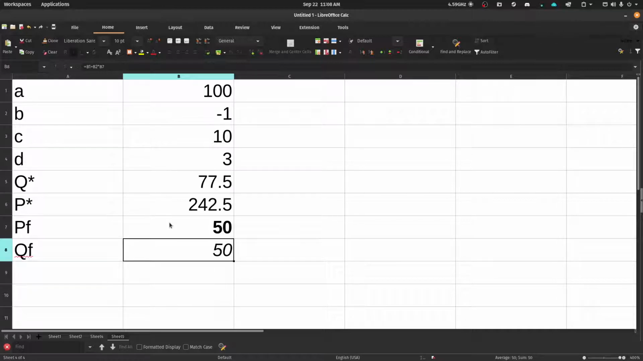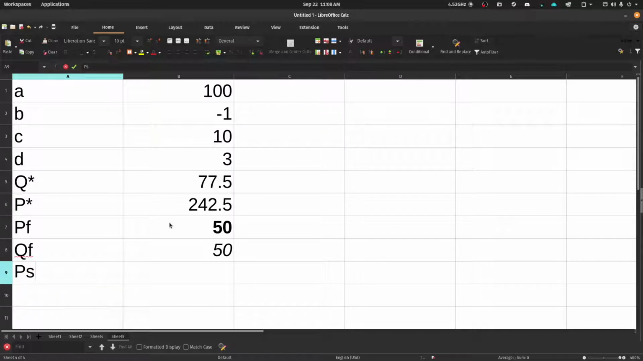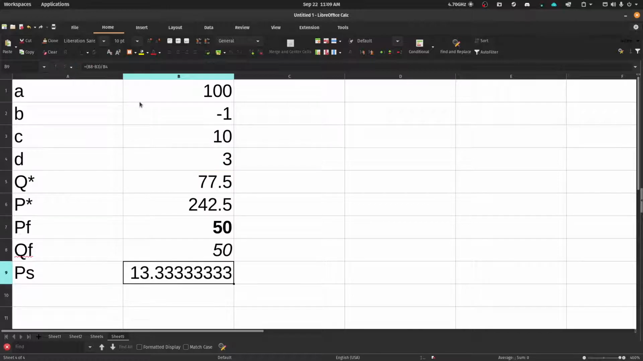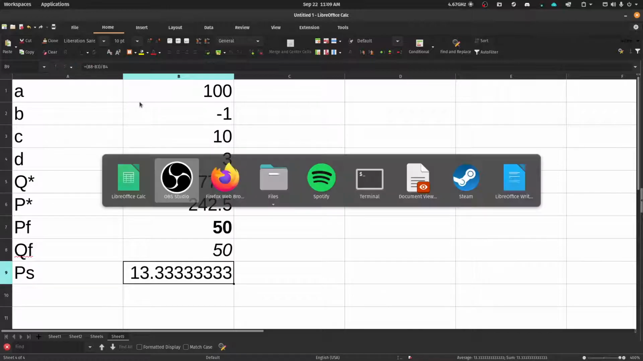That is solving for the quantity that we get. And then we need the price on the supply curve, which is going to be C plus D times, oh, whoops, I got that wrong. I was looking at the wrong format. It's going to be the quantity minus C all over D. So our price in this case is 13.3.